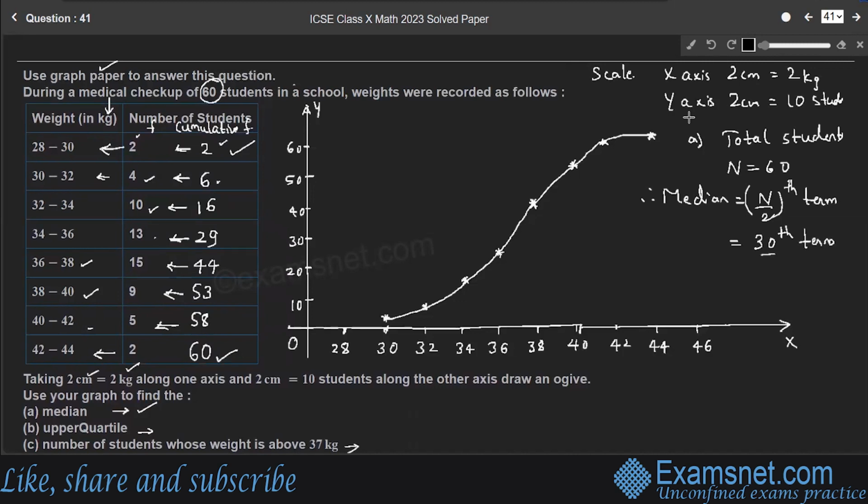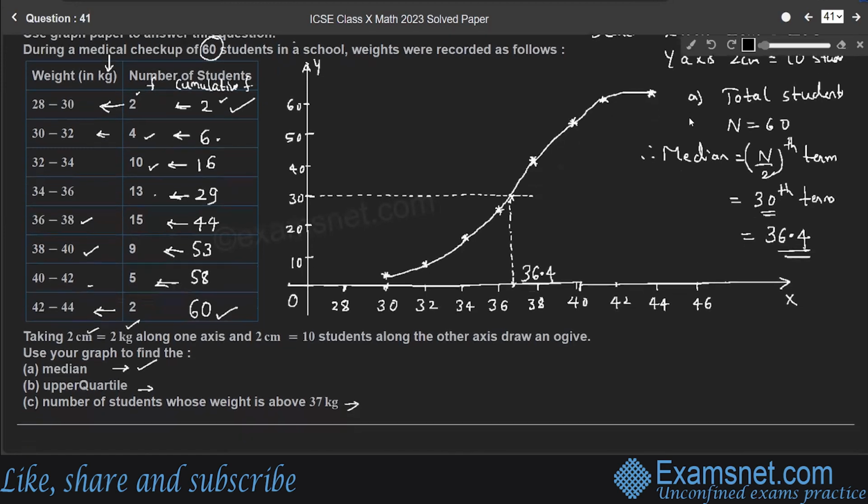So this 30 represents number of students here. So from the y-axis, right, draw a dotted line from 30. Let it meet the graph at some point. From this point, draw a dotted line to the x-axis, right? So here, this dotted line meets the x-axis at 36.4. In your actual graph, you will get 36.4. Therefore, the median of the distribution is 36.4.